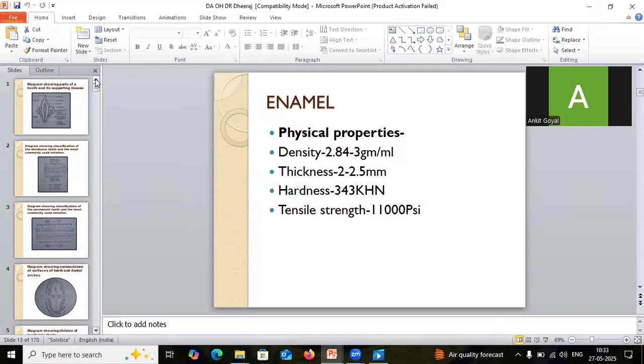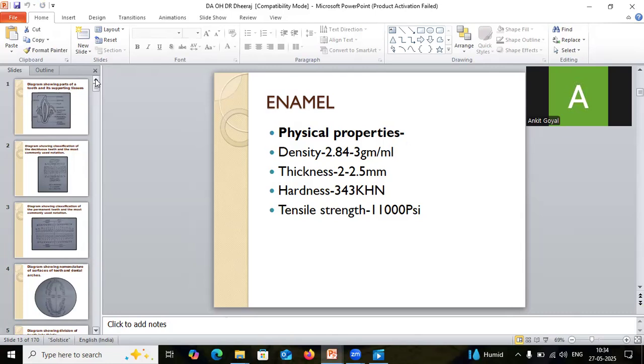So students, we'll start today with a new chapter, that is enamel. As we know that the enamel is the hardest calcified tissue of the body, which covers the anatomic crown of the tooth. Okay. First, we will study about the physical properties of the enamel. First is the density. It has a density of around 2.84 to 3 grams per milliliter. Okay.